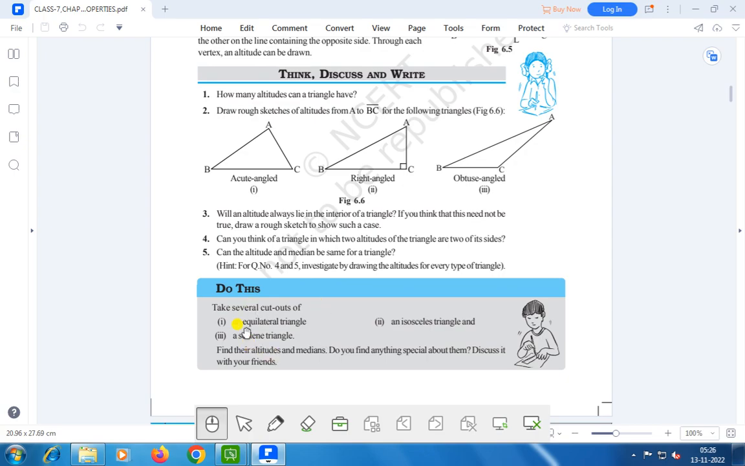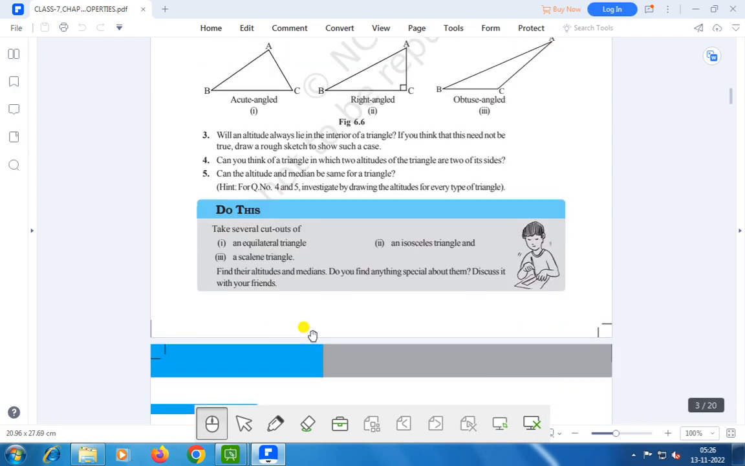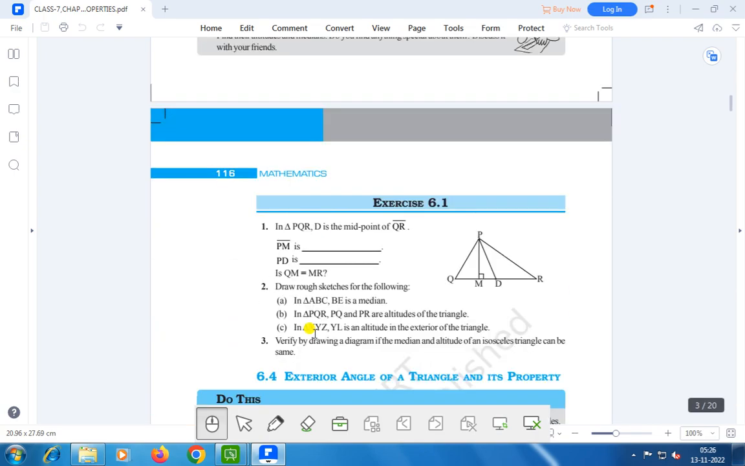Now, here are some activities. Take several cutouts of an equilateral triangle, an isosceles triangle and a scalene triangle. Find the altitudes and medians. Do you find anything special about them? Discuss it with your friends. Next one is what you find.